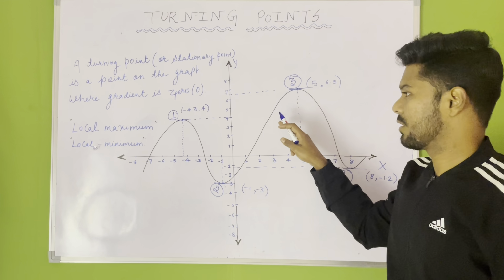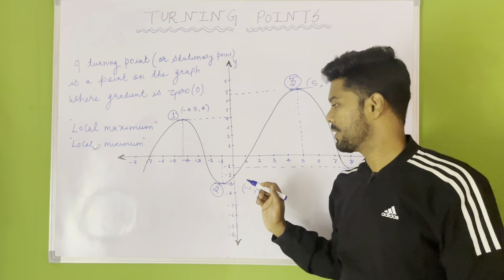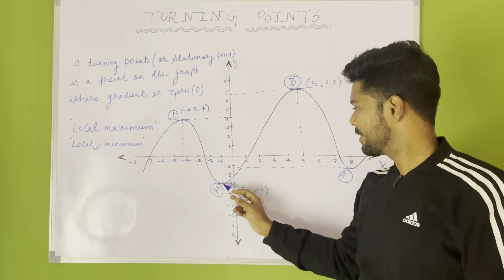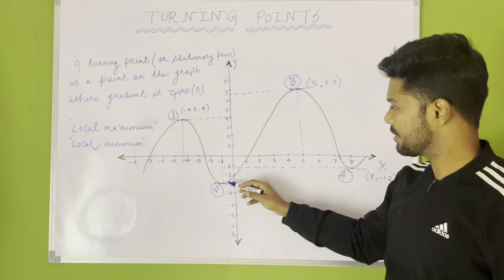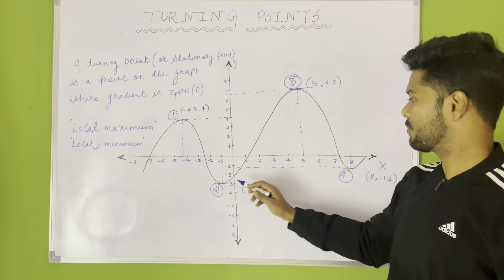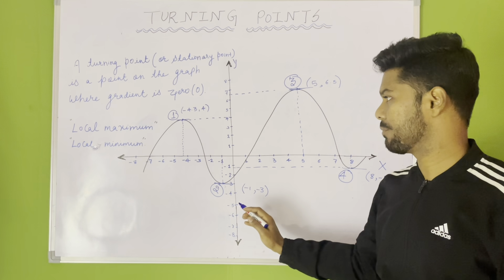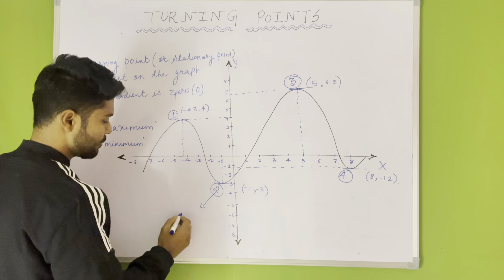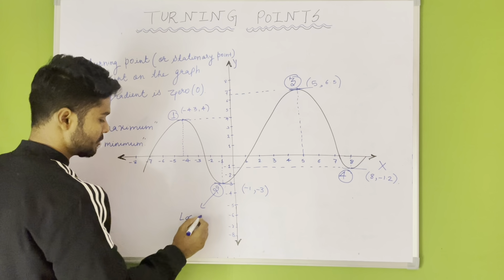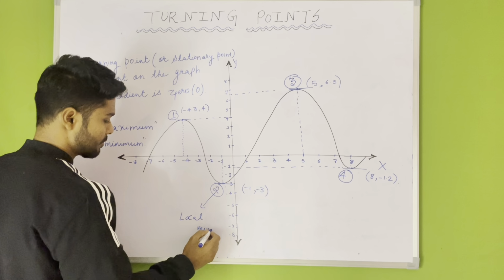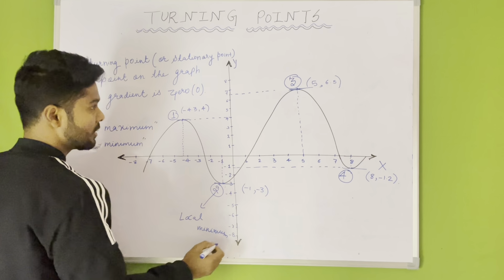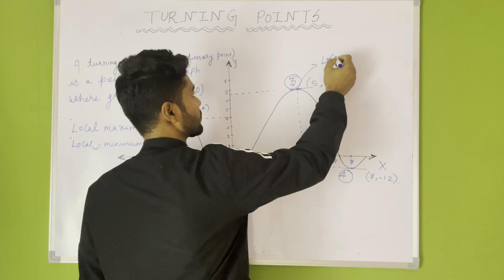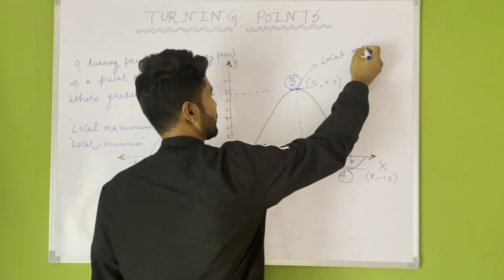Similarly, if they ask us to determine the local minimum, then again we will observe the graph. So this is a minimum and this is a minimum. Now compare whether this one is more minimum or this one. Of course this one is. So this is our local minimum. So in this particular graph, turning point number 2 is the local minimum, and turning point number 3 is the local maximum.